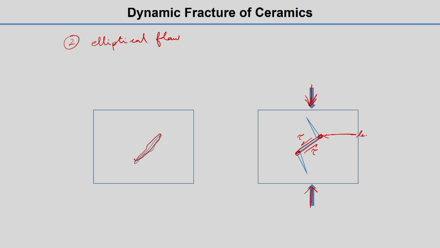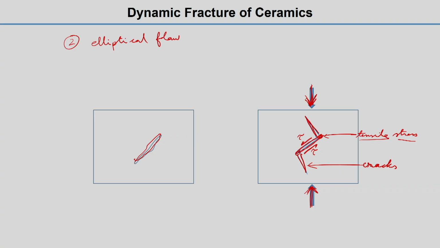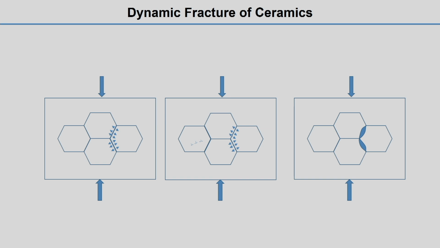So here tensile stresses will be in the extremities, and those tensile stresses can lead to some cracks. These are the cracks because of the tensile stresses. Again, to summarize: what is happening here is that far field compression in the material can give us some shear stresses, and these shear stresses will lead to tensile stresses at the end of the elliptical flaw, and that will lead to some cracks at the extremity of that elliptical flaw.